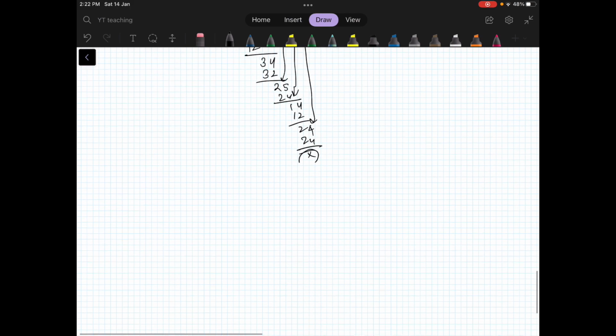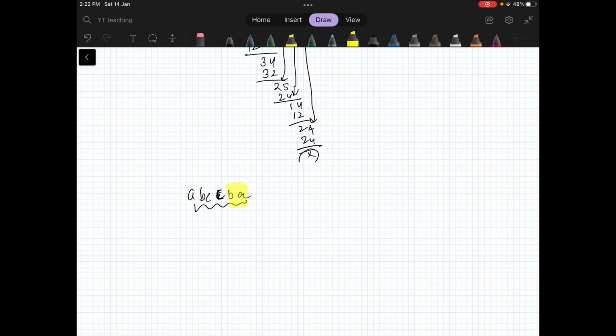Now in our case we have A B C C B A. This is your number. If you look at the last 2 digits, you have BA. So this number is actually 10 times B plus A, and it should be divisible by 4. So that's what you are looking for: 10B plus A should be a multiple of 4.